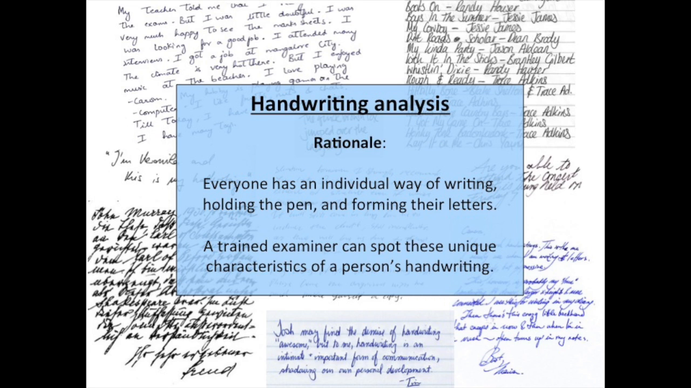The rationale behind this forensic technique is that each person has an individual way of writing, holding the pen and forming their letters, which was learned at school when they were first taught to write. These differences are ingrained and will occur automatically due to the many years of practice people have accumulated by the time they are adults. People find it difficult to deviate from their practiced style of writing. Based on this idea, a trained examiner can spot these unique characteristics of a person's handwriting and determine if the same person wrote the two pieces of text.